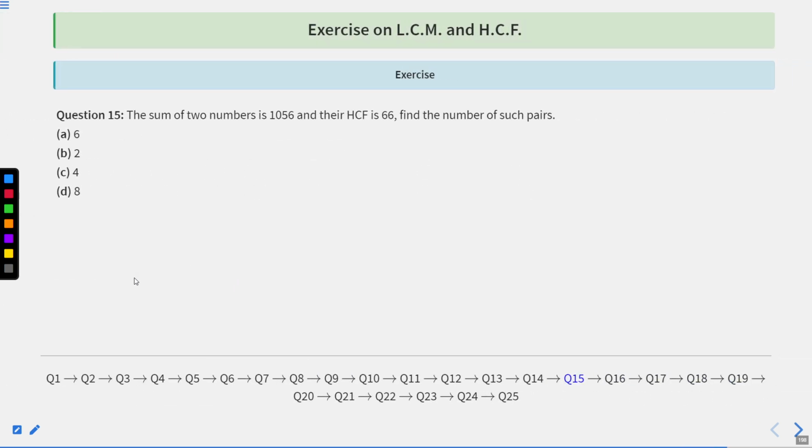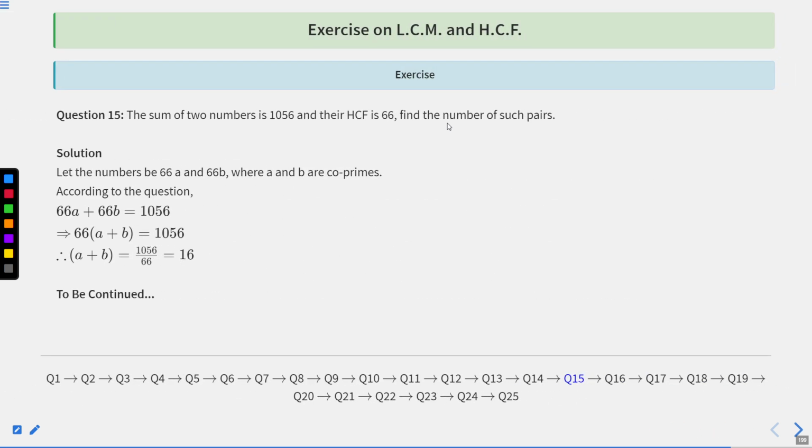Question number 15. The sum of two numbers is 1056 and their HCF is 66. So find the number of such pairs. Let the numbers be 66A and 66B, where A and B are co-prime. So according to the question, 66A plus 66B is 1056. So taking 66 common and sending it to the right hand side, you will get A plus B equal to 16.